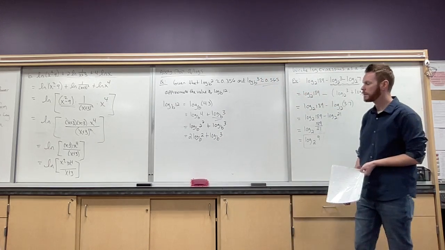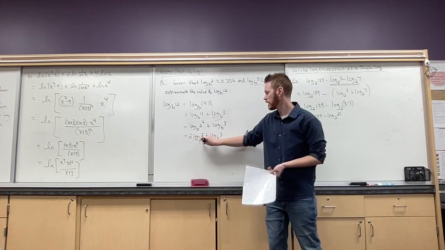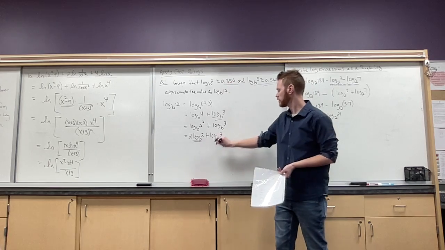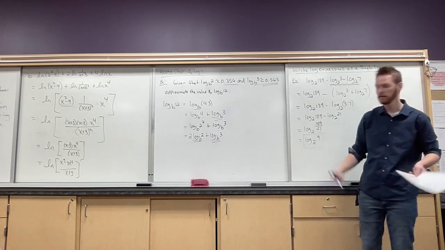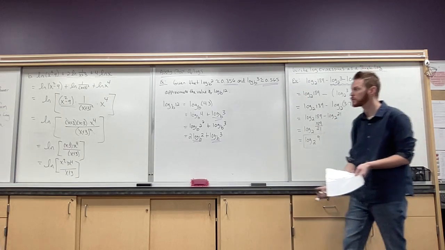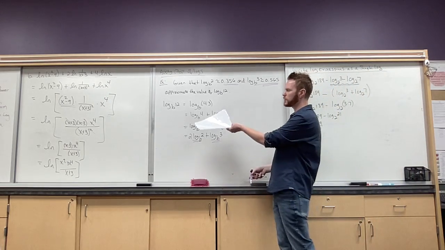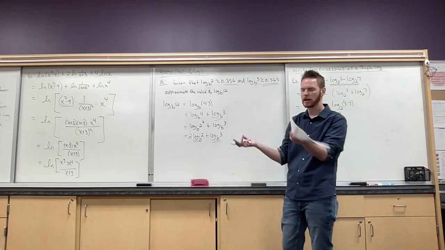And I think I have all my information now. So this one we know is 0.356. This one is 0.565. Now I can plug those values in. Whatever my answer is, that's what it's going to approximate to. And again, I don't know what base b is yet. I'm just making it any base I want.